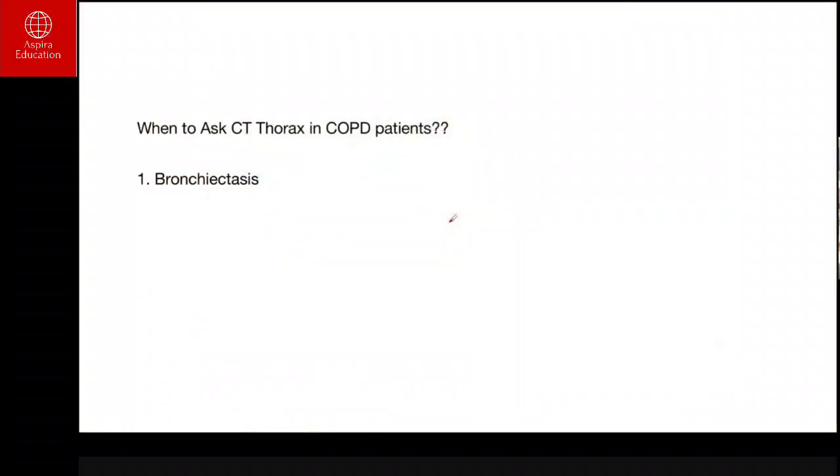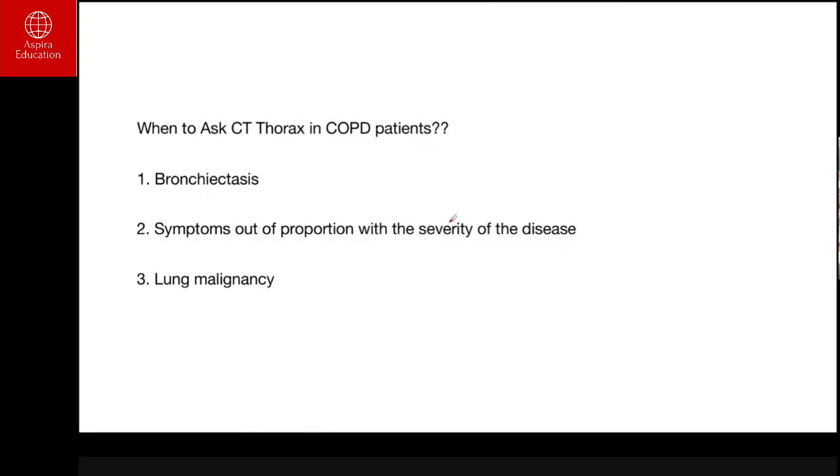So when to ask for a CT thorax in a COPD patient? Normally, we don't ask straight away for a CT thorax in a COPD patient. If we are suspecting bronchiectasis, if the patient gives history and symptoms of bronchiectasis, yes, definitely the CT thorax can be asked. And when the symptoms are out of proportion with the severity of the disease, when the patient is telling a mild COPD history and the symptoms are very out of proportion, definitely you can go for CT thorax.